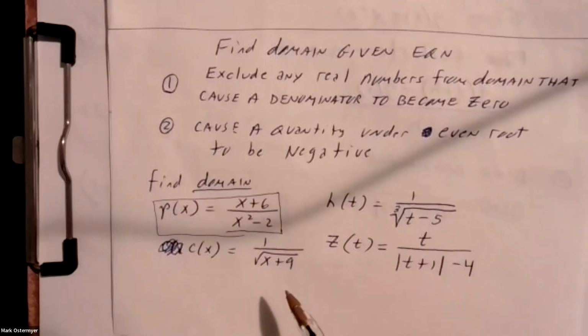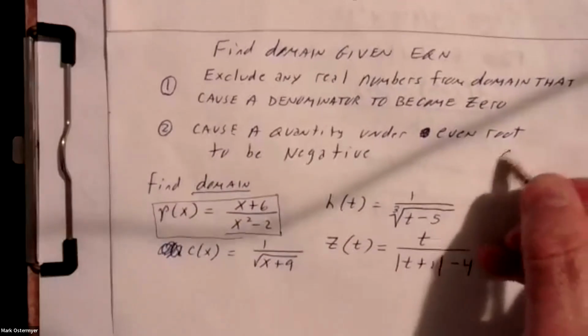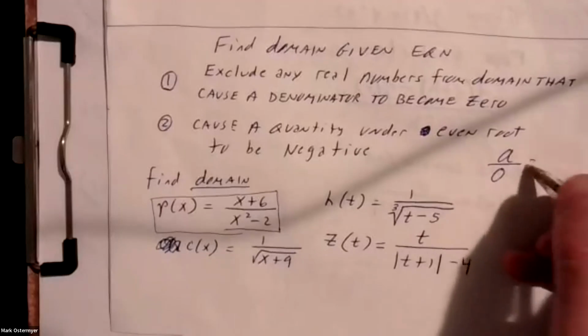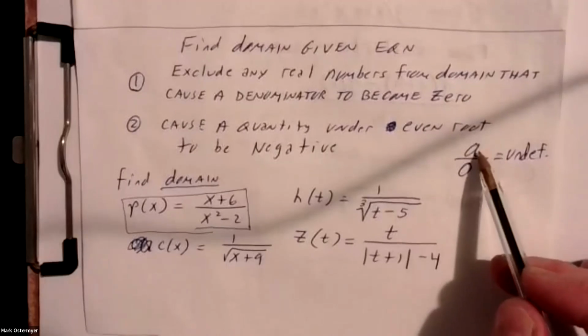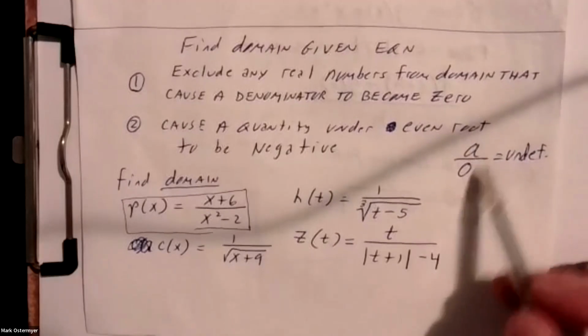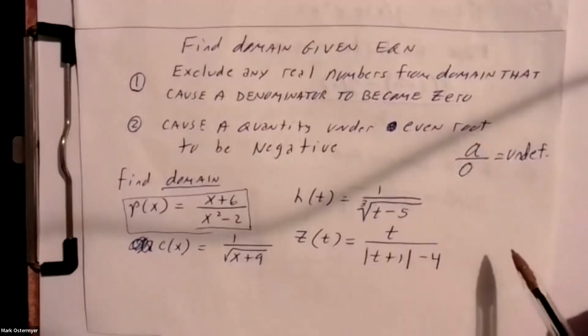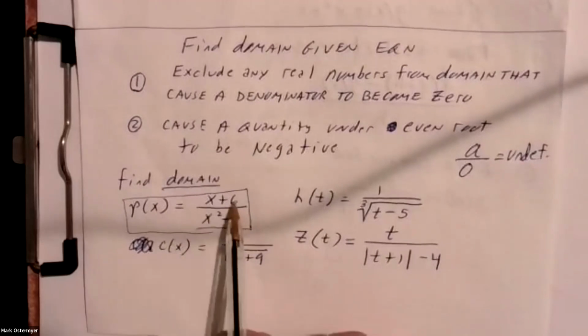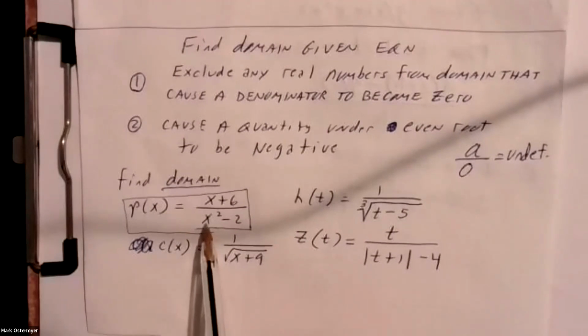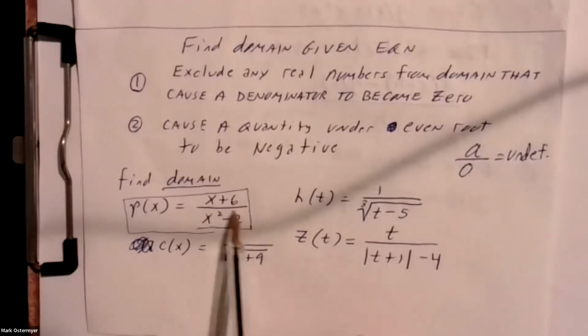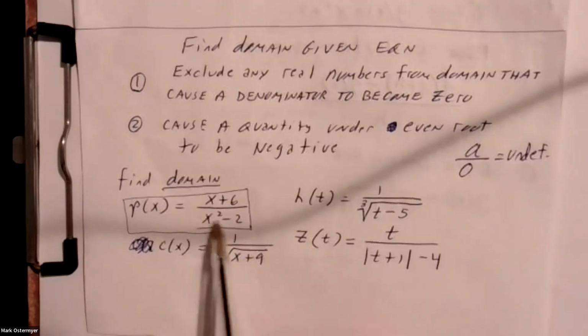When you have a fraction, when does a fraction become undefined? When the denominator becomes what? 0. Isn't that true? When you have a fraction, if the denominator ever becomes 0, you have an undefined quantity. You can never divide by 0 in mathematics. So the domain for this function p of x would have to include all real numbers that do not cause our denominator to become 0.